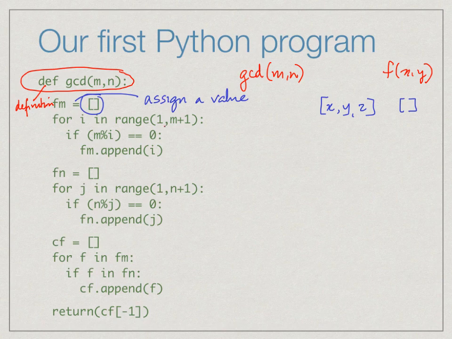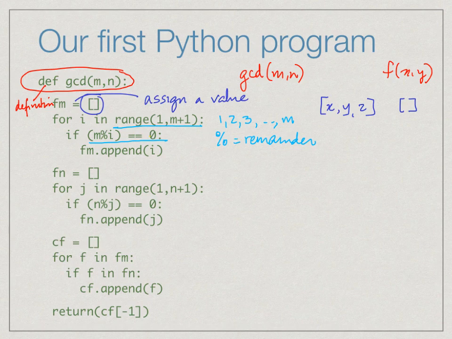Now we need to test every value in the range 1 to m. Python has a built-in function called range, but because of a peculiarity of Python, this returns not the range you expect, but one less. So if I say, give me the numbers in the range 1 to m plus 1, it gives me the numbers from 1 up to the upper limit, but not including the upper limit. So this will say that i takes the values 1, 2, 3 up to m. For each of these values of i, we check whether this is true. Now, percentage is the remainder operation.